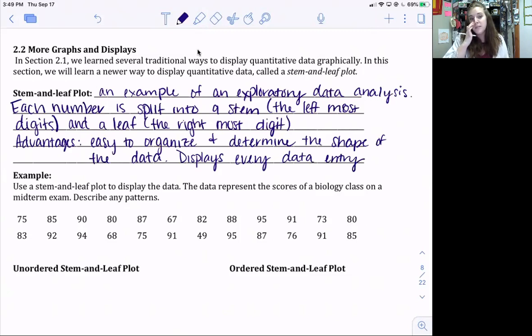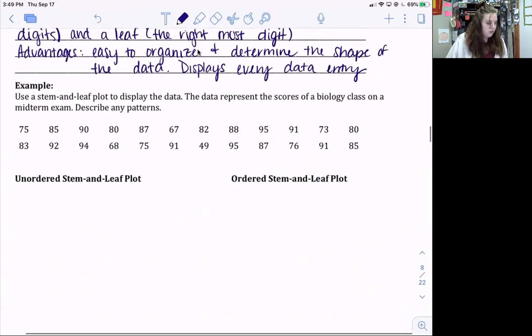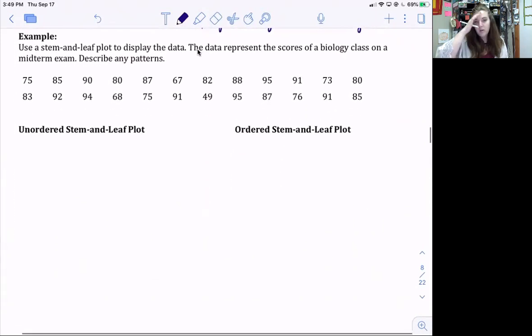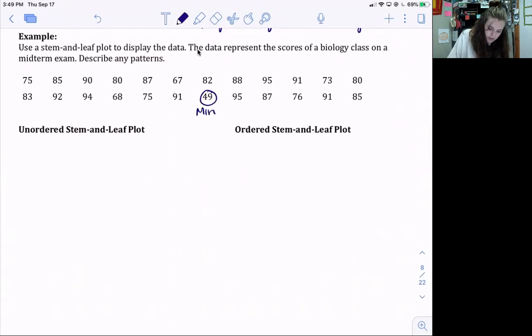Okay, so we have two different types. We have an unordered stem and leaf plot and an ordered stem and leaf plot. So what we want to do is start off with determining our minimum and our maximum. Here our data represents the scores of a biology class on a midterm exam. And then we're going to describe any patterns. Okay, so looks like our minimum is 49 and our maximum is 95.